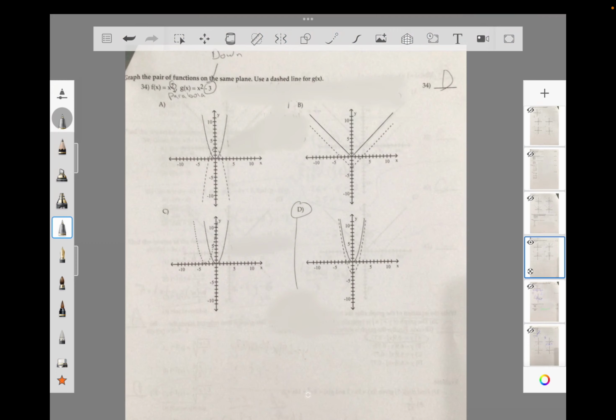Graph the pair of functions on the same plane. Use a dashed line for g of x. Okay.